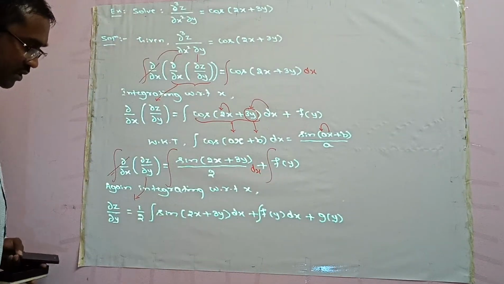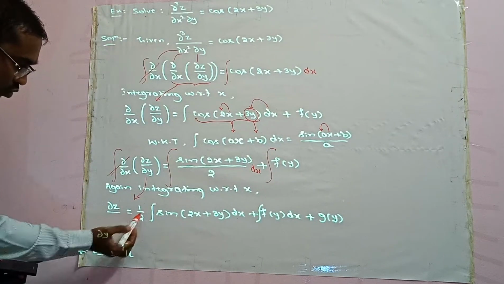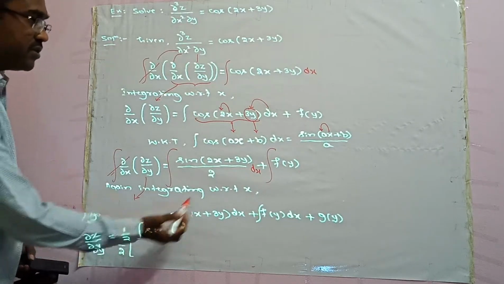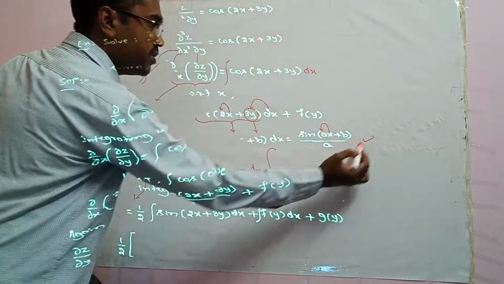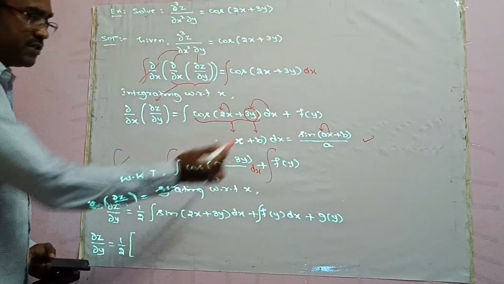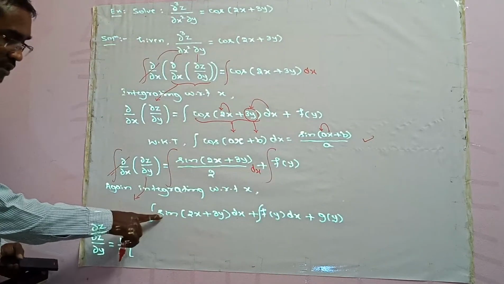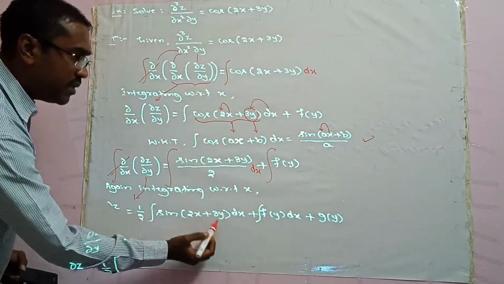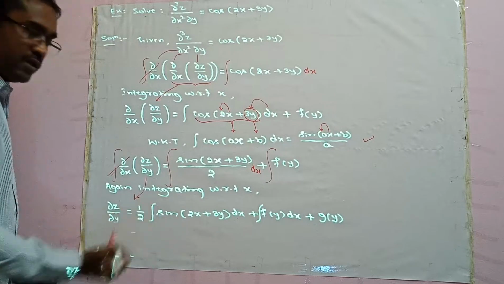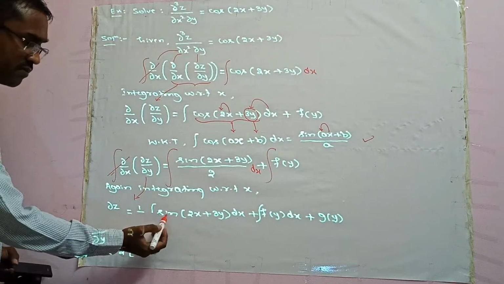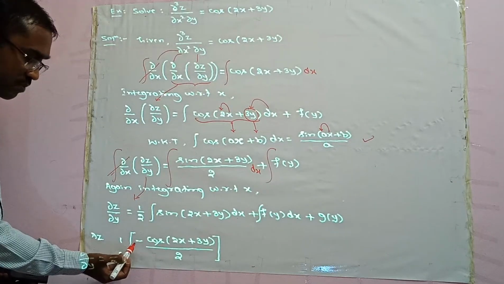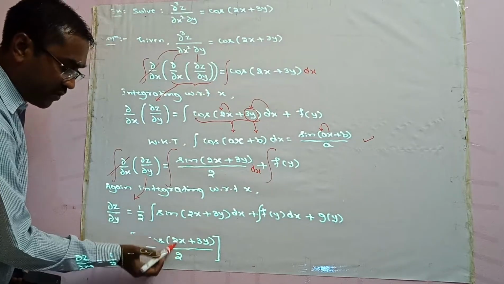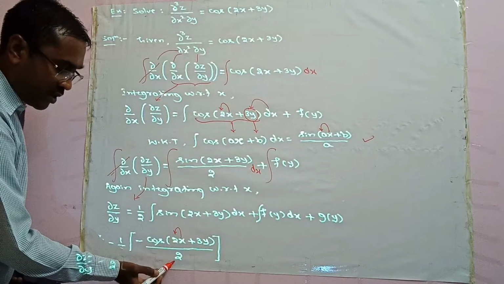Now let us simplify this integration. 1 by 2 as it is. Again we are going to apply the formula which is of this type, with slight changes. Integration of sine of ax plus b. Here it was cos, here we have sine. So what is the integration of sine of that? It is minus cos of ax plus b divided by a.